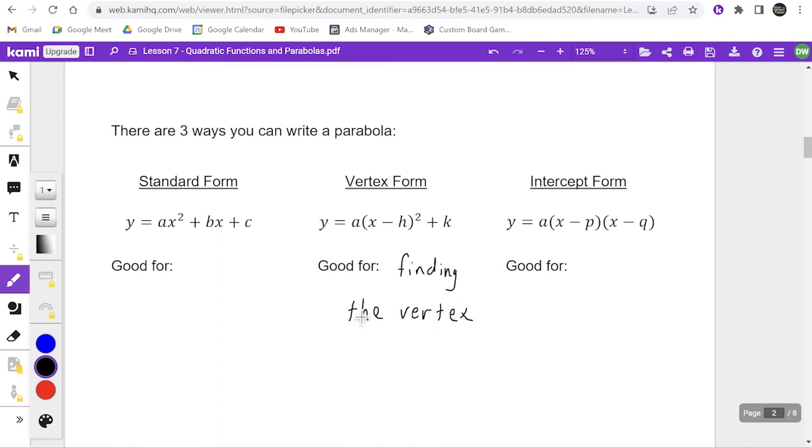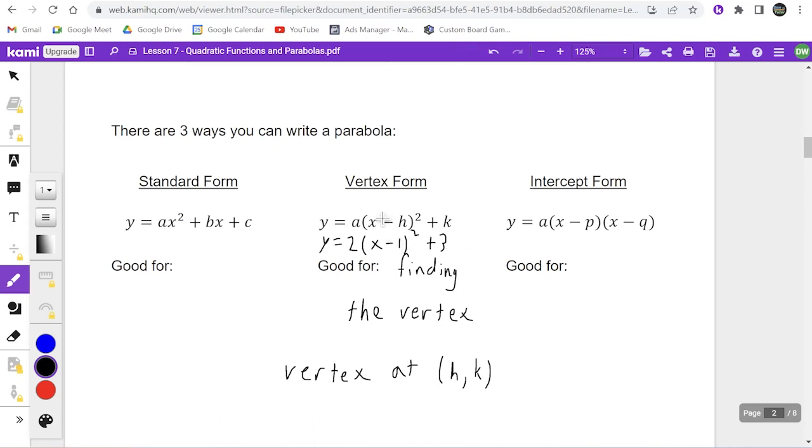Let me explain. When you see a parabola written in this form, so as an example, y equals 2 times (x minus 1) squared plus 3, this is an example of vertex form. It makes it very easy to find the vertex. The vertex is always going to be at (h, k). So whatever your h is, that's your x coordinate of the vertex, and whatever your k is after the squared part, that is going to be the value of your y coordinate of your vertex.